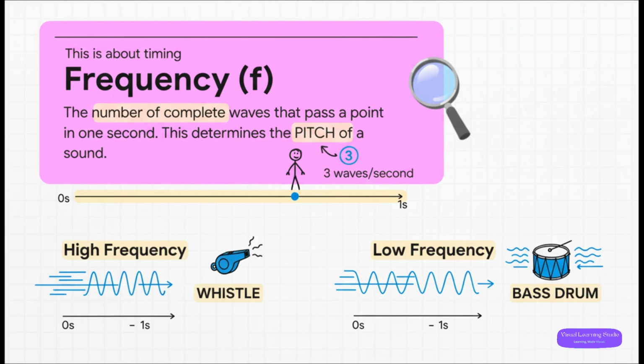And finally, frequency. This one's all about timing. If you stood in one spot and counted how many complete waves passed by you in 1 second, you'd be measuring the frequency. For sound, frequency gives us pitch. A high frequency, lots of waves passing by every second, is a high-pitched sound, like a flute. A low frequency, fewer waves per second, is a low-pitched sound, like a deep drum.